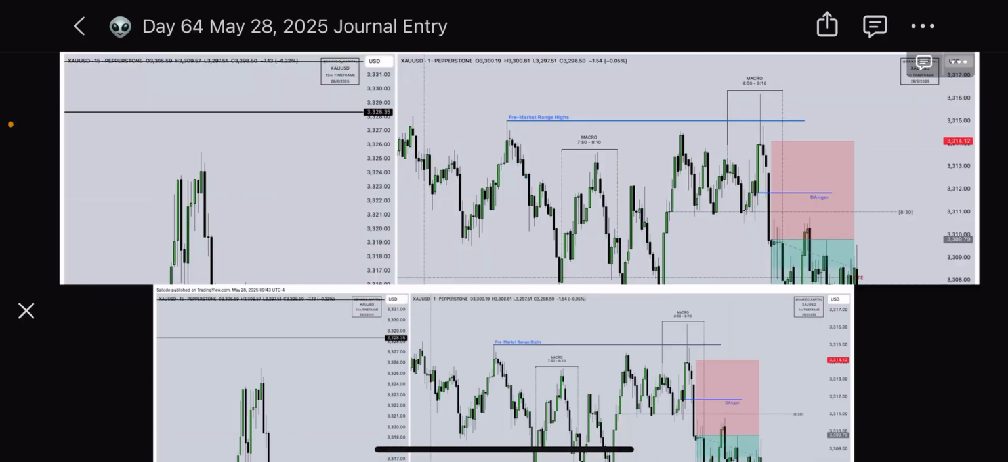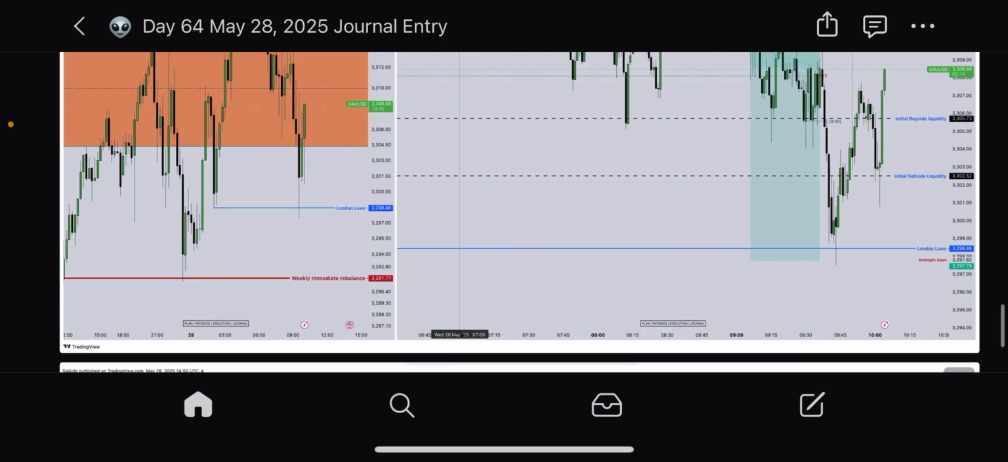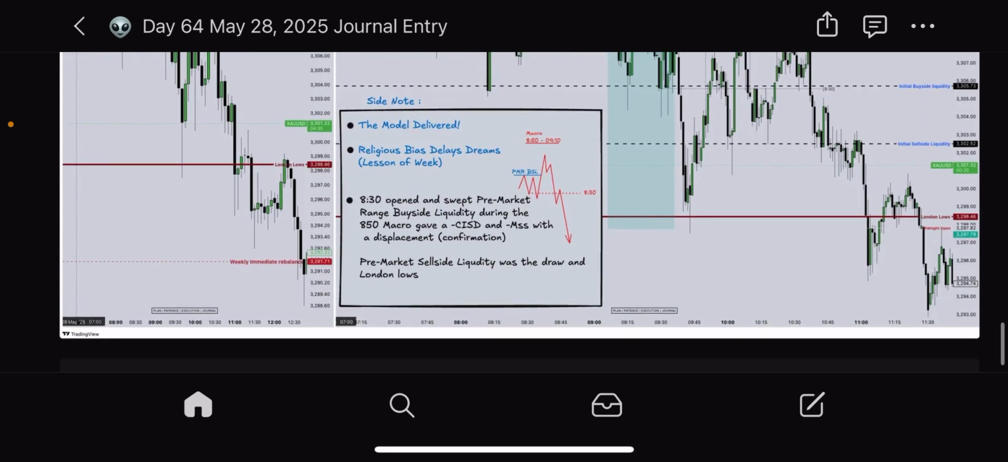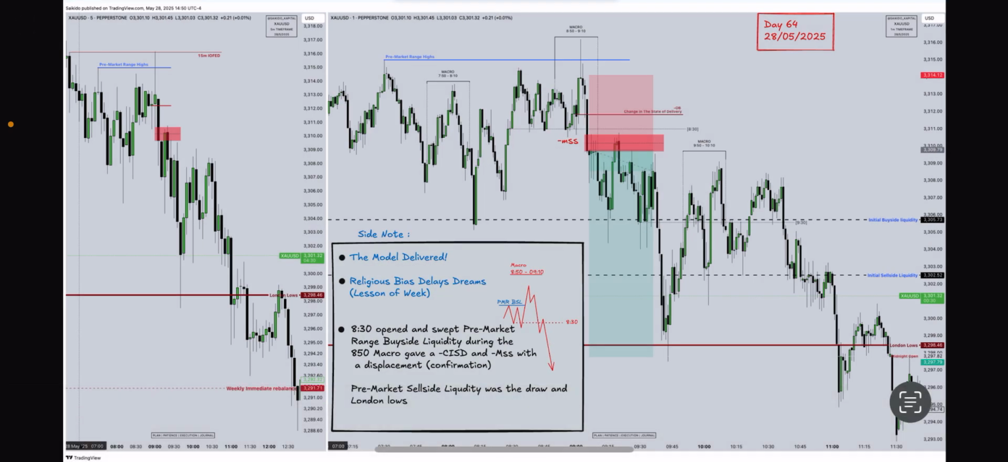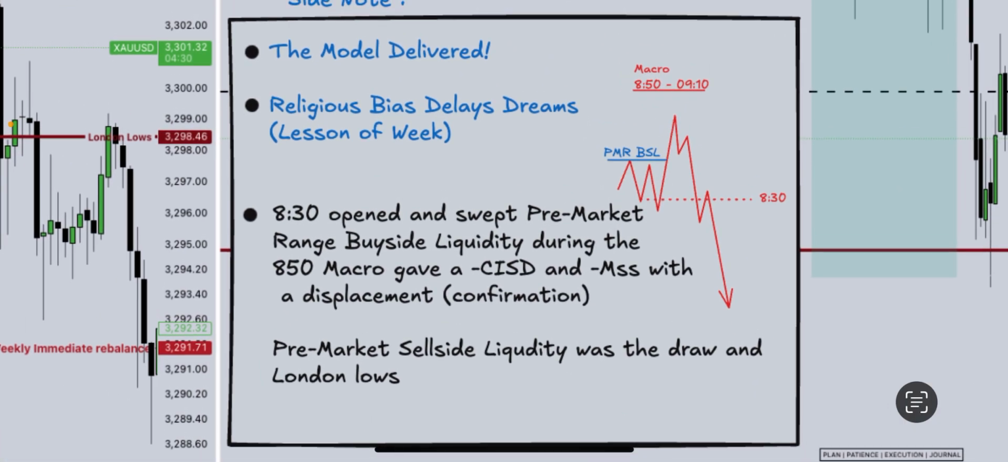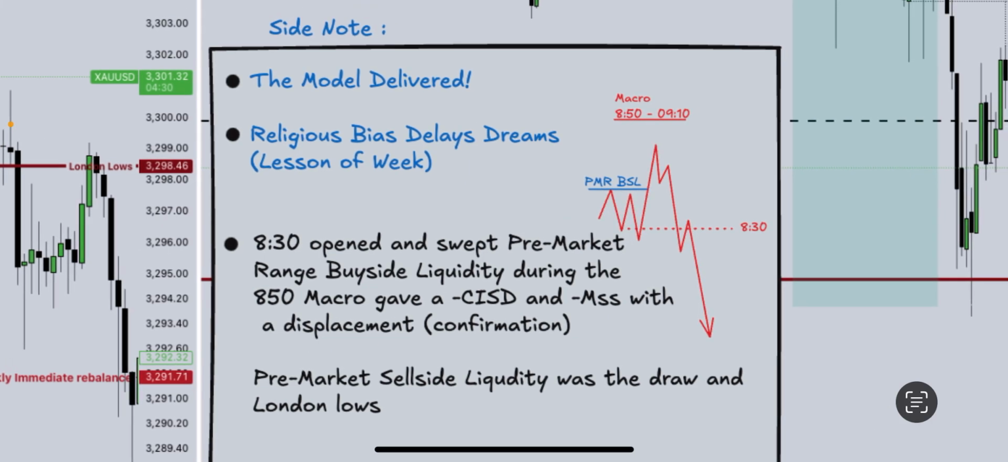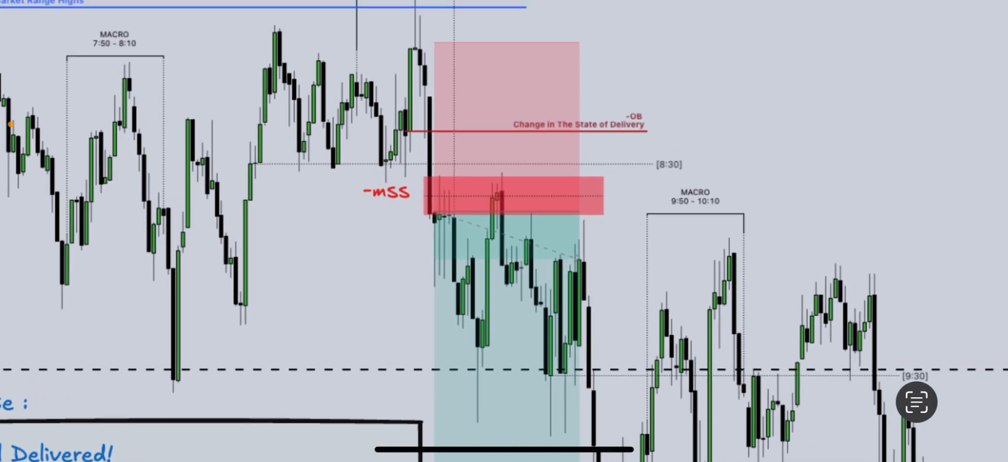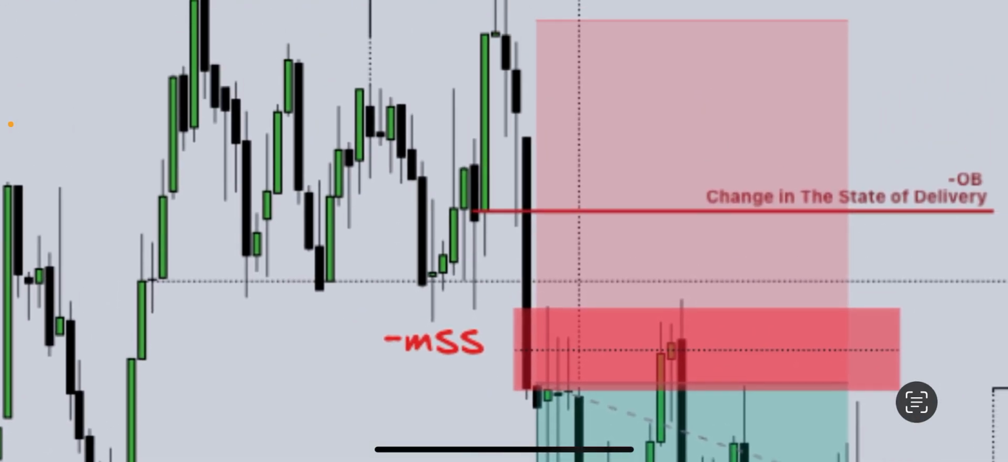So the religious bias here, it costed me. So this is my review. Obviously you can see this is the model. As you can see right there, you can take a screenshot of this. This is a bearish market structure shift I was talking about.